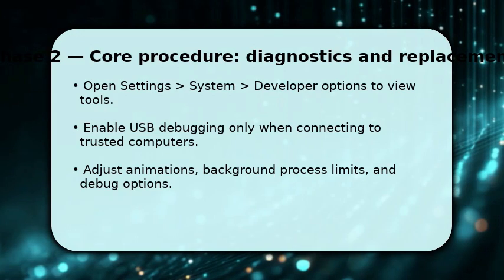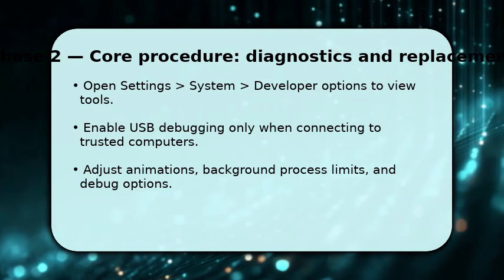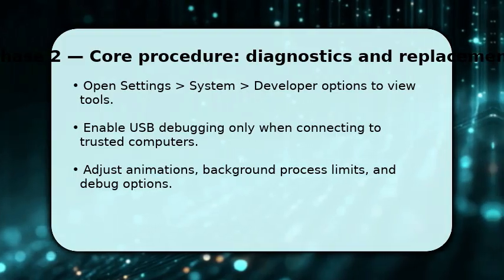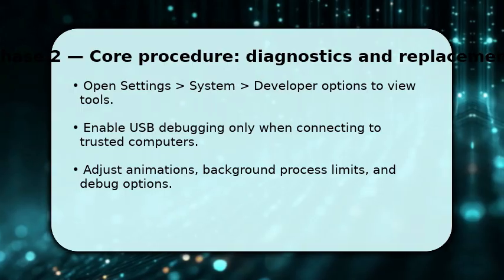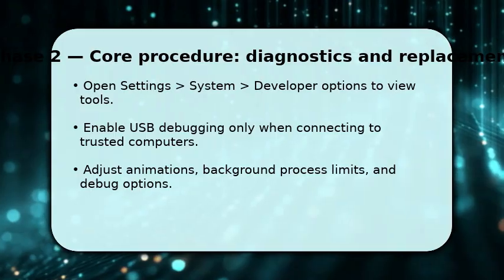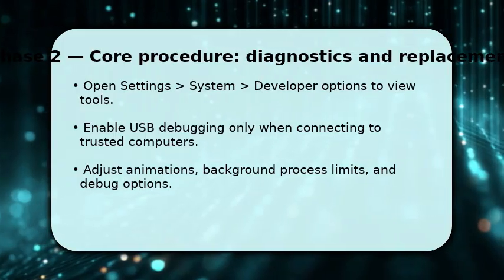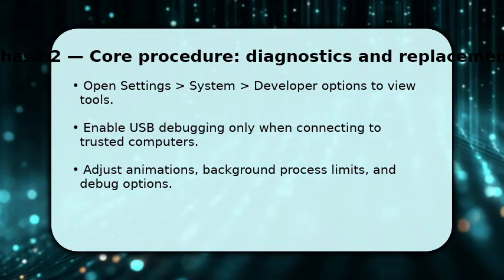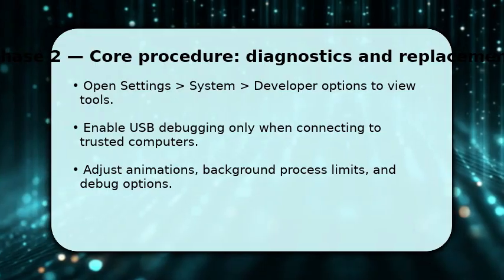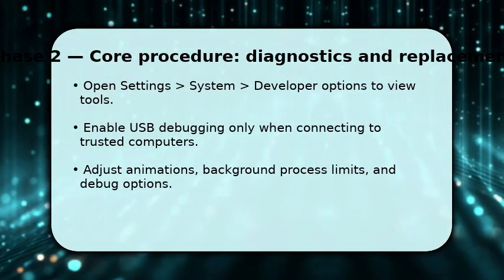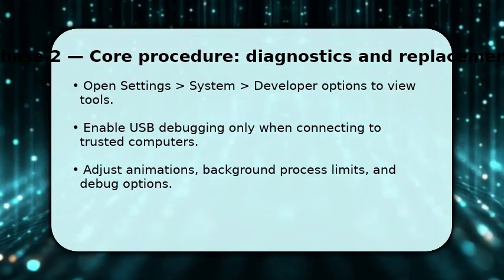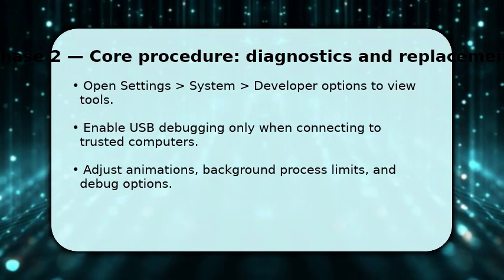You next open Settings, System, Developer Options to reveal the tools. Toggle USB debugging on only when you need ADB. Make sure you're connecting to a trusted computer to avoid security risks. Then, optionally adjust window, transition, and animator duration scales to speed testing. Set background process limit to control multitasking, and use show touches or pointer location for input debugging. These changes allow faster testing and clearer logs. Remember some options affect battery and performance.